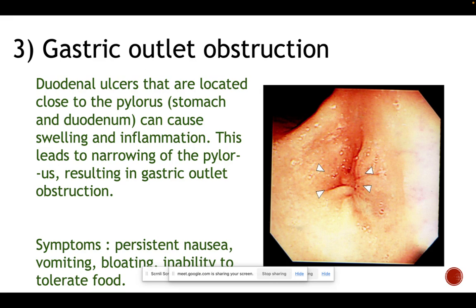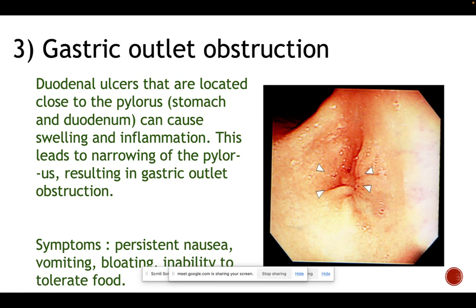Third, gastric outlet obstruction. When the duodenal ulcer is close to the pyloric end of the stomach, the inflammation and swelling due to the duodenal ulcer increase and obstruct the pyloric part of the stomach, which results in gastric outlet obstruction. The symptoms of these are persistent nausea, vomiting, bloating, and inability to tolerate food.